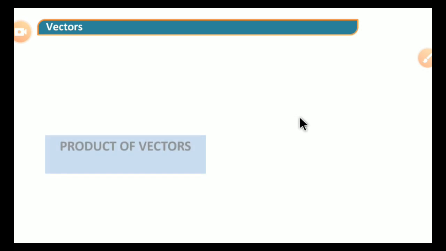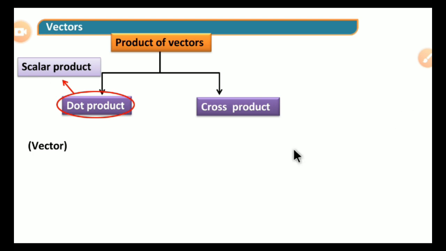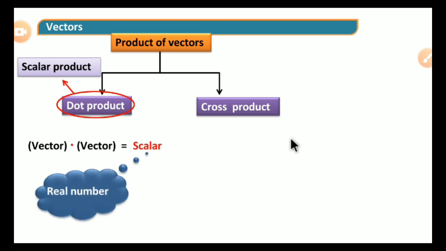Now we will discuss the product of vectors. There are two types of products. First one is the dot product and second one is the cross product. Dot product can also be called the scalar product. It means vector dot vector becomes a scalar. Scalar means it is a real number.